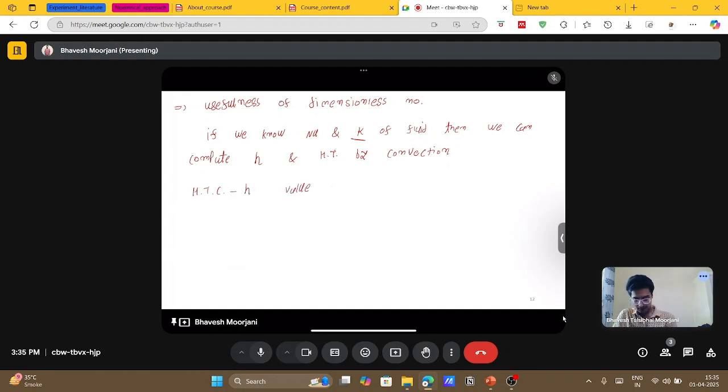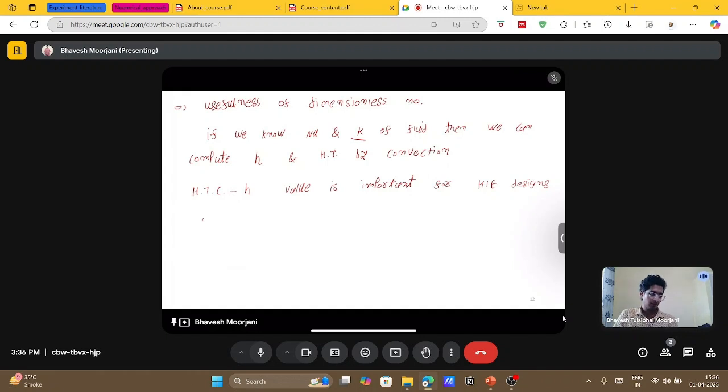This h, the heat transfer coefficient value, is important for our heat exchanger design. Apart from that, even cooling towers and pipeline heat tracing or cooling lines are all evaluated based on the heat transfer coefficient of the fluid, right? So it's an important quantity.